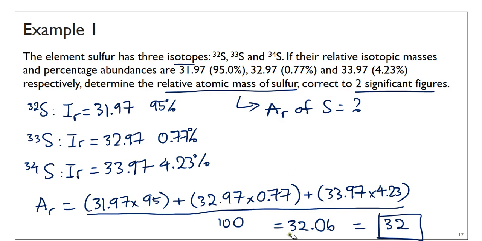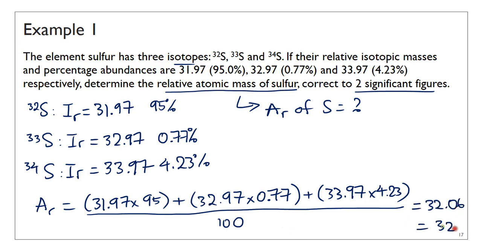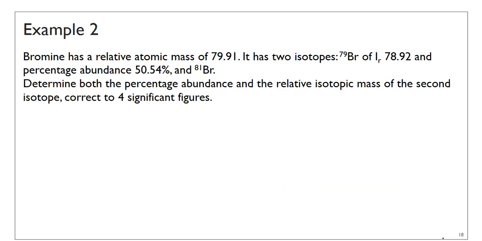Okay, that's a terrible working out. Let's try that again. 32.06. I'm going to write it here so it doesn't look like it's on the denominator. Equal, so 32. Final answer, corrected to sig fig. Moving on to example 2.